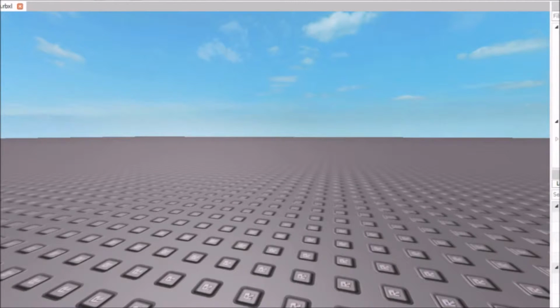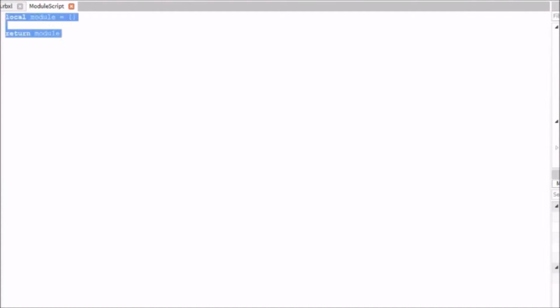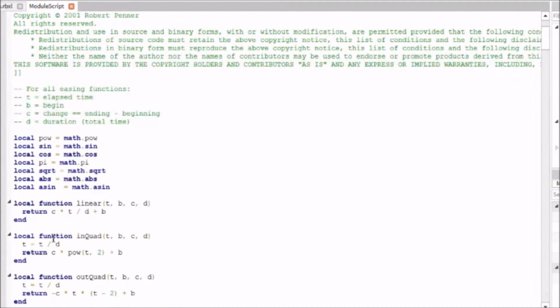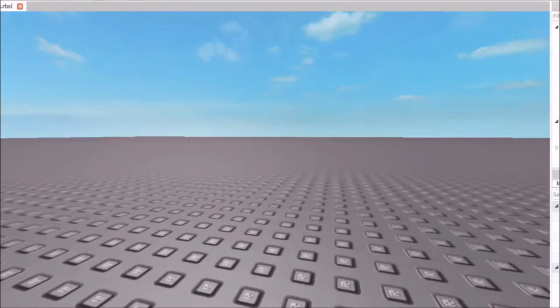Okay, so we'll create a module. Okay, so there's t, elapsed time, beginning, a change, ending minus beginning. I think it would just be 0, 1. And the duration. Yeah. So, like easings.